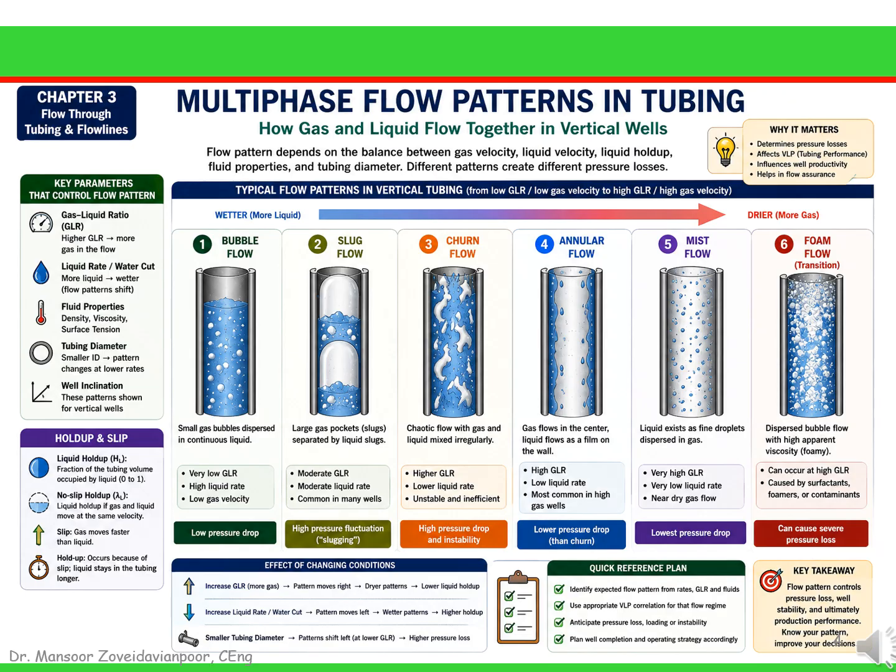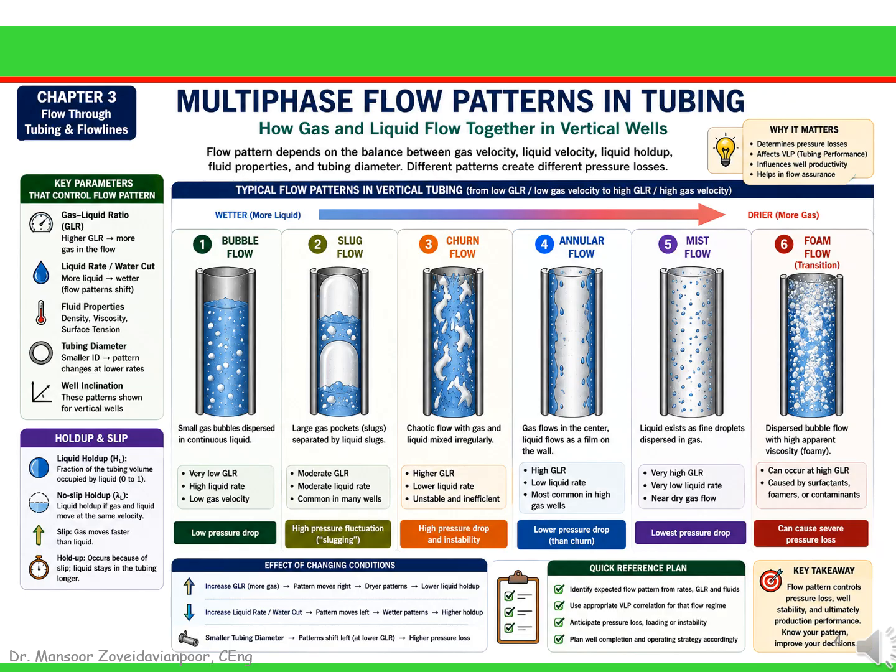Near the bottom of the well, pressure is high and gas remains mostly dissolved in the oil. As the fluid rises and pressure falls, small gas bubbles begin to appear, creating bubble flow. This flow regime is relatively stable and generally results in moderate pressure losses because the liquid remains the continuous phase.